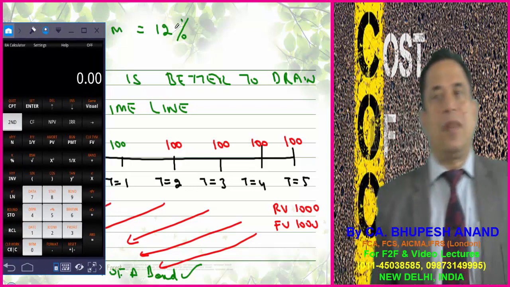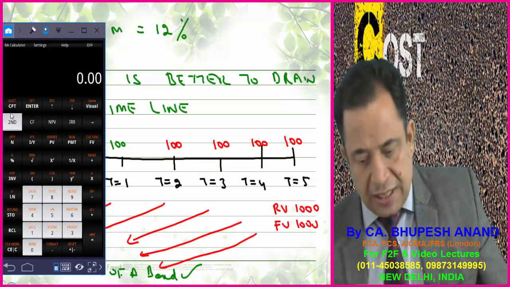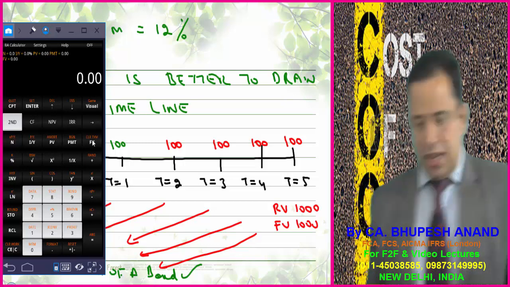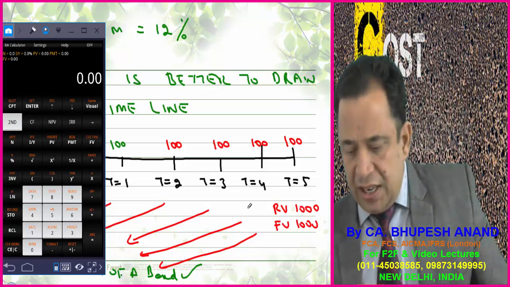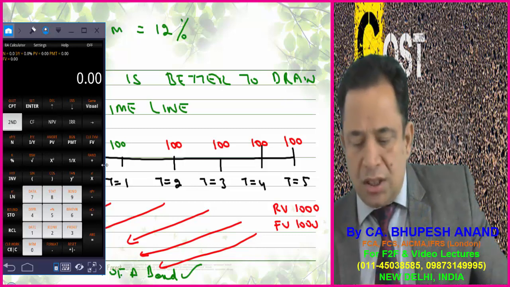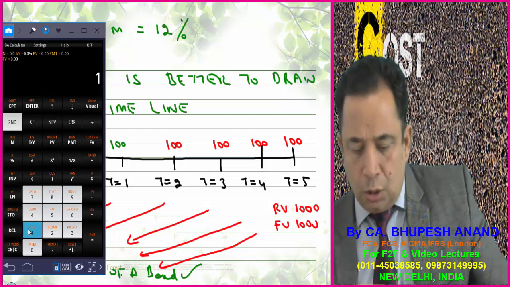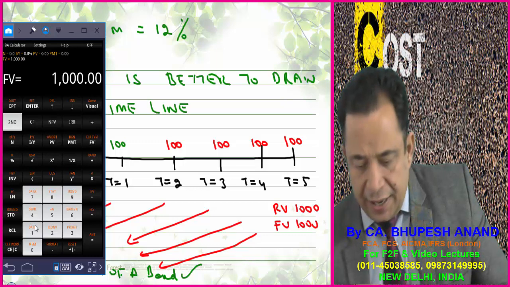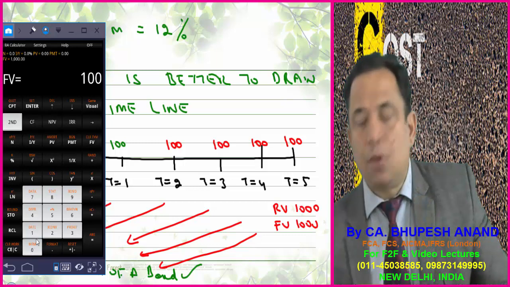I want to do it with the help of a calculator. So first step is second, clear TVM. So 100 is the amount and 1000 is the face value. 1000 is future value. I have written future value, and 100, I am using TVM row.